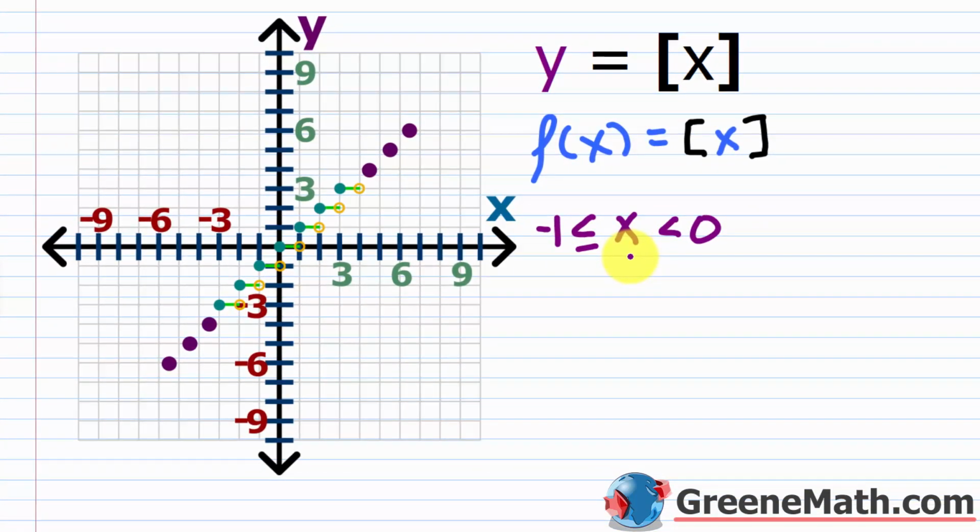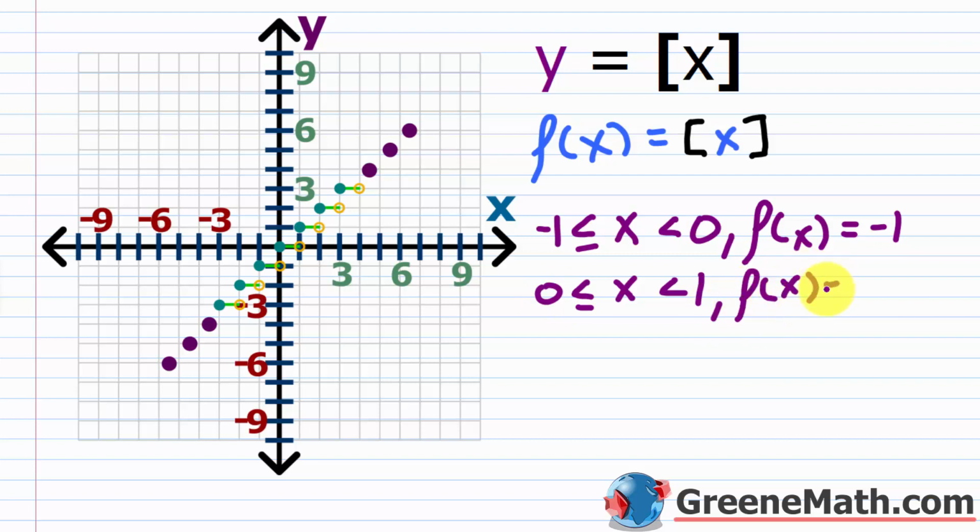If I'm in that range, it's going to round it down to -1, right? So we can say that our f of x here is going to be equal to -1. If x is now greater than or equal to 0 and less than 1, again, if I'm in this range, I'm going to round down to 0. So here, f of x will be equal to 0.